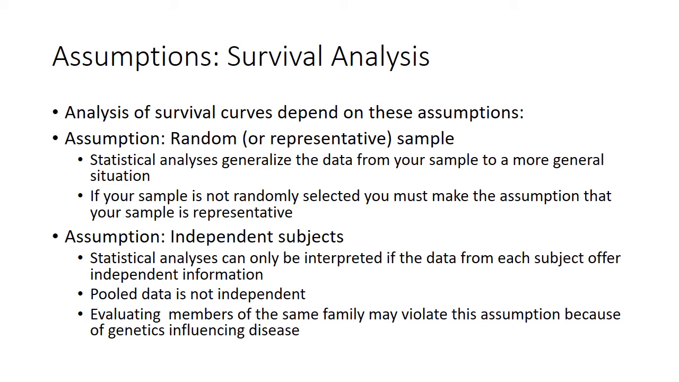Some of the assumptions to make when we're looking at survival analysis are, one, it should be a random or representative sample. This is the same as what we were talking about when we looked at confidence intervals of a proportion. And these need to be independent subjects. So for instance, you don't want to have siblings or people of the same family because they could have, say, genetic predispositions that make them more likely to die or to live. Basically, we want to keep everyone independent of one another, with no influence on one another.